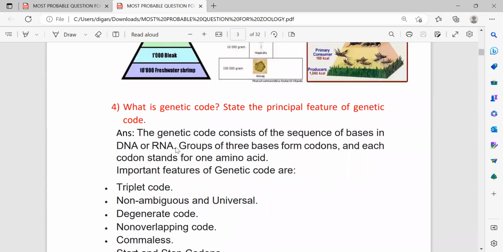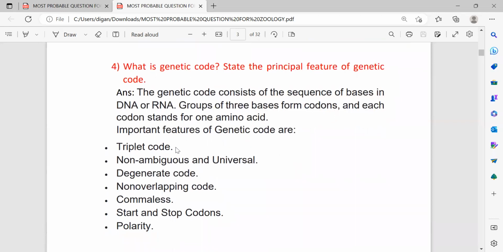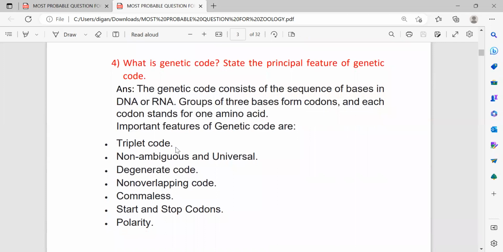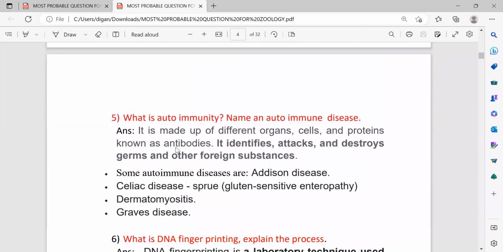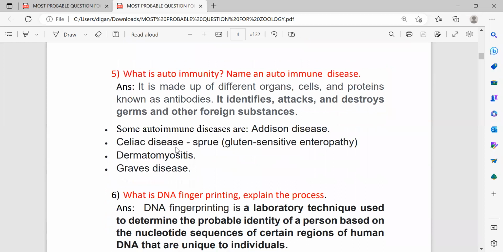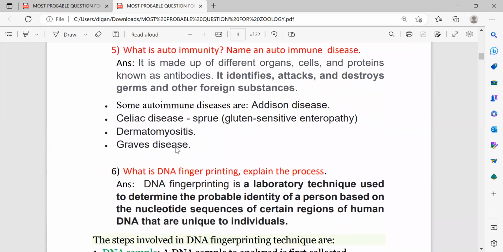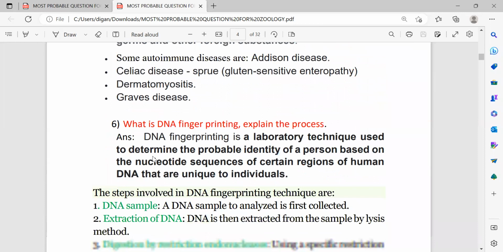Next, what is the genetic code? State the principal features of the genetic code. I have already explained these answers in my previous video. Here also I am just giving you the important topics which you should go through before your biology exam. So this is the answer for the genetic code and its features. What is autoimmunity and name any two autoimmune diseases? So here I am giving autoimmune diseases. In the question paper it has come as 2, but I am giving you examples of 4 autoimmune diseases.